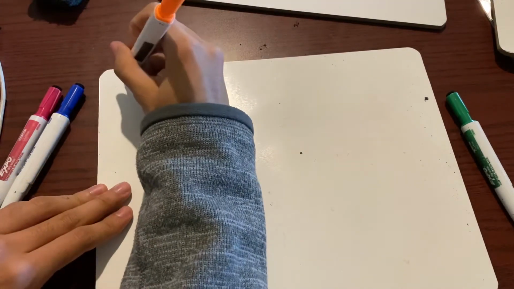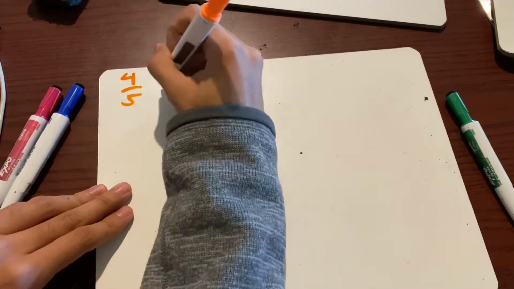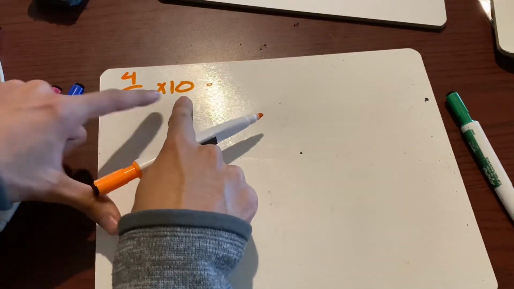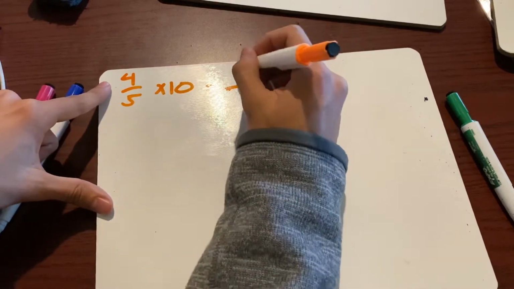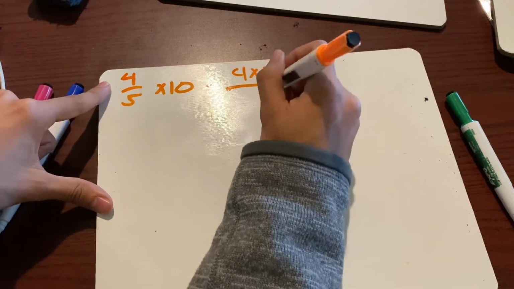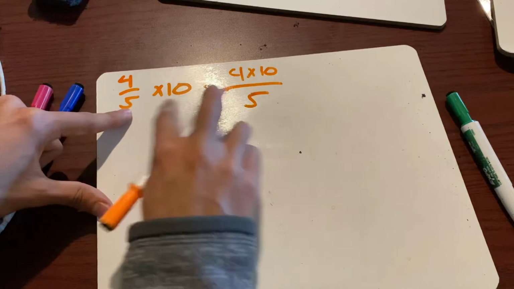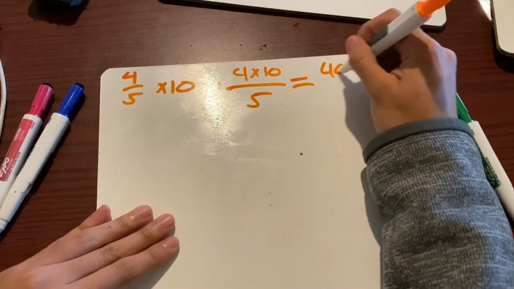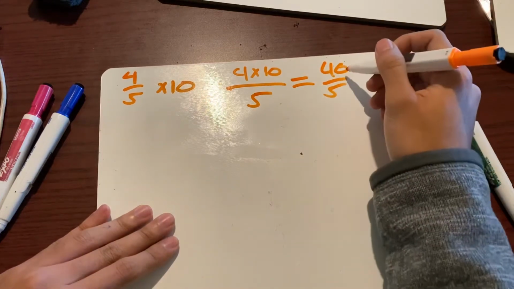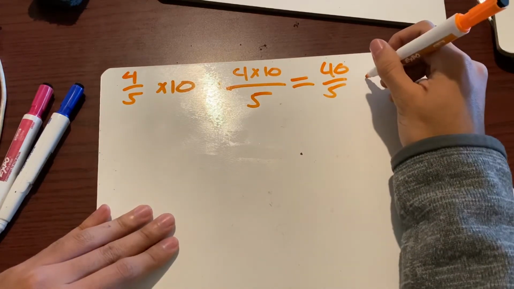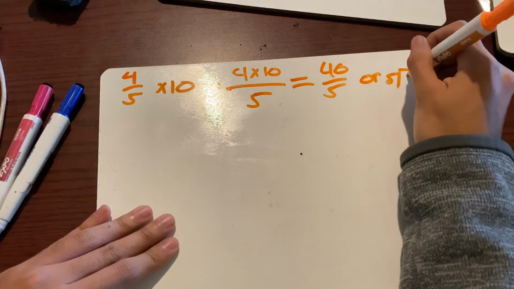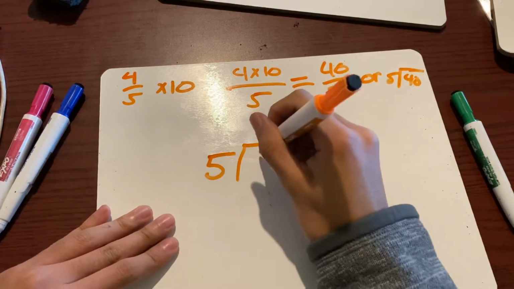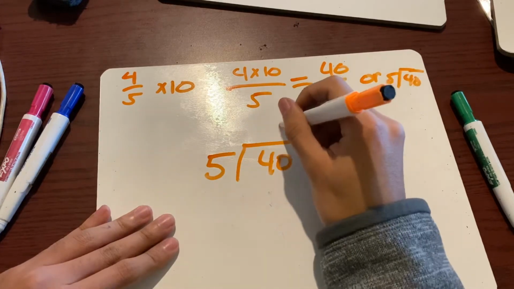So again, our problem is 4 over 5 times 10. We just multiply our whole number, 10 times 4. Our denominator does not change. 4 times 10, 40. We have this, 40 over 5, much like before. 5 goes into 40, 8 times.